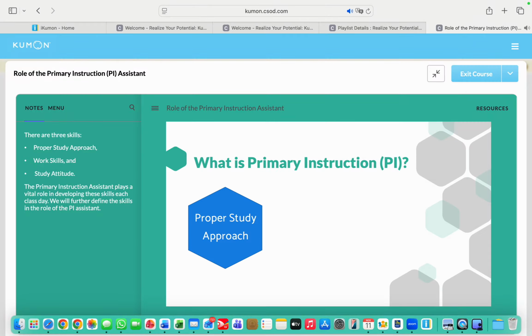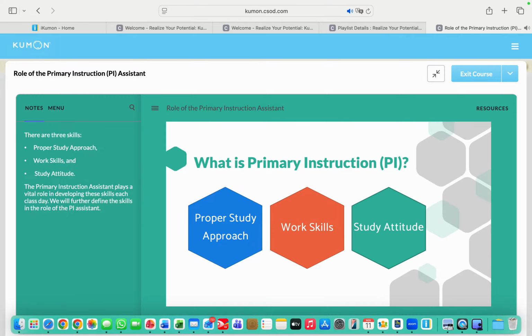There are 3 skills: proper study approach, work skills, and study attitude. The primary instruction assistant plays a vital role in developing these skills each class day. We will further define the skills in the role of the primary instruction assistant.